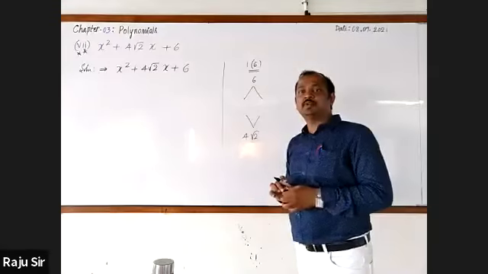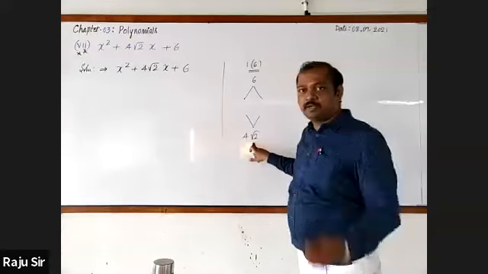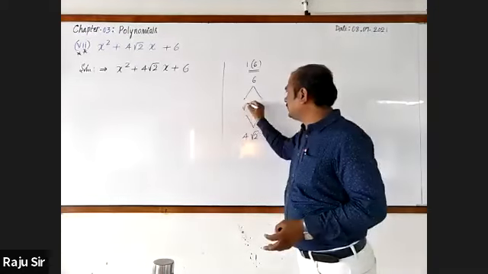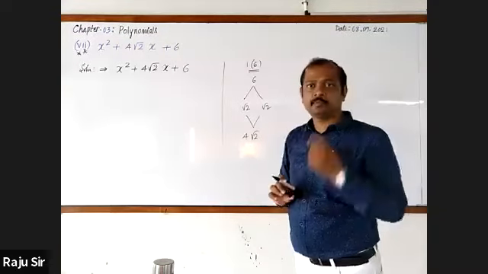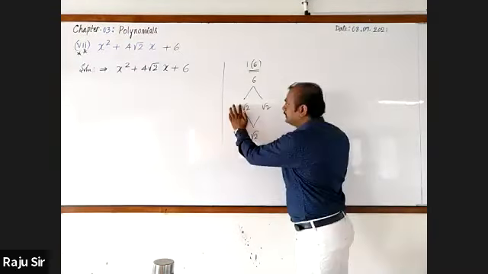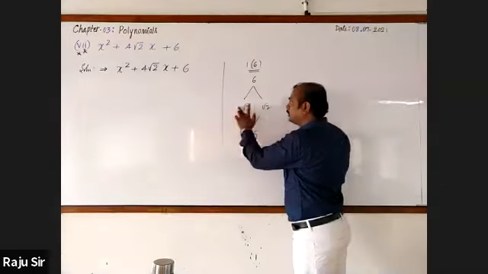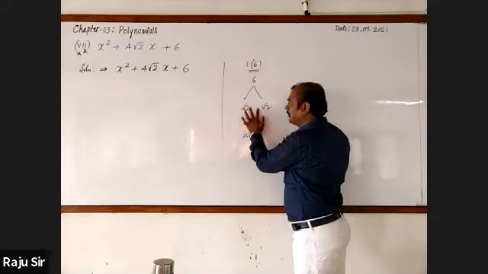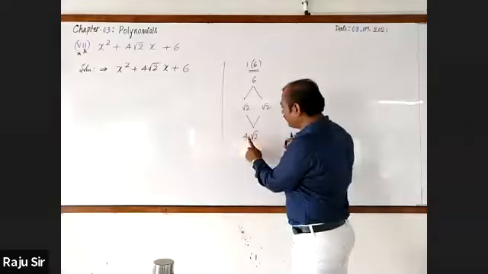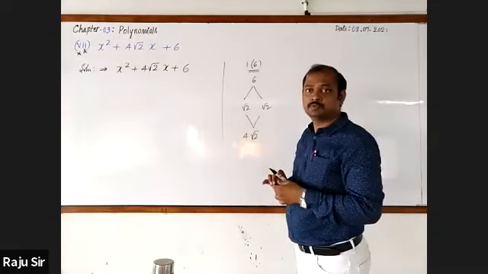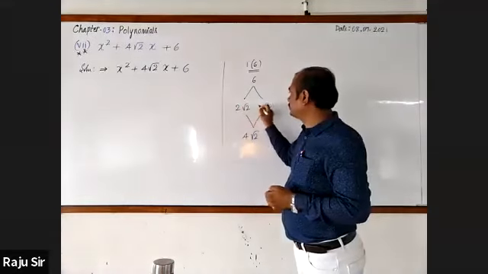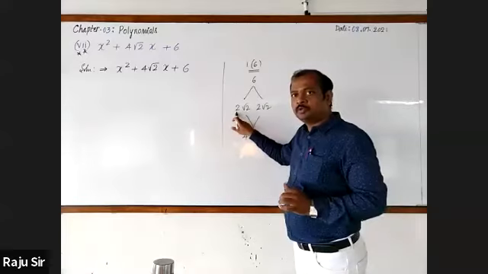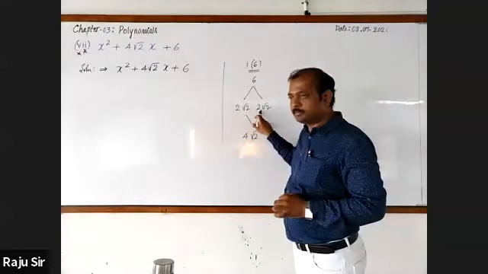Sir, 3 root 2 and root 2. Very good. The middle term has root 2, so in the factors there must be root 2. Now, observe it. Here it is 1 times root 2, 1 times root 2. That gives 2 times root 2, but we want 4 times root 2. Will you write it as 2 times root 2, 2 times root 2?